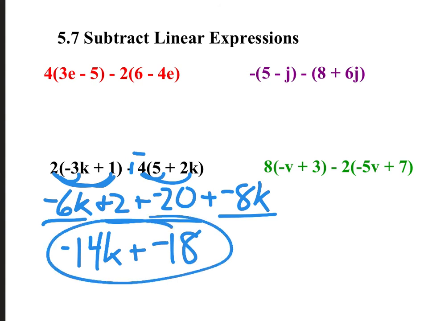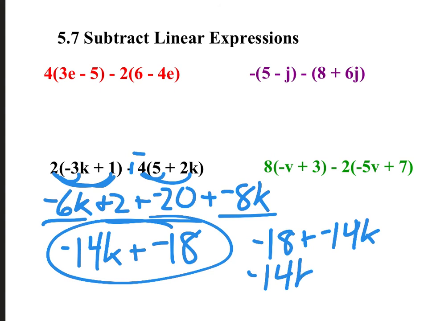Of course, remember, this can look different ways. You could have the negative 18 first and the negative 14k second. You could have it as a subtraction problem, negative 14k minus 18. So that's just doing leave change opposite and changing it back to minus a positive instead of plus a negative.